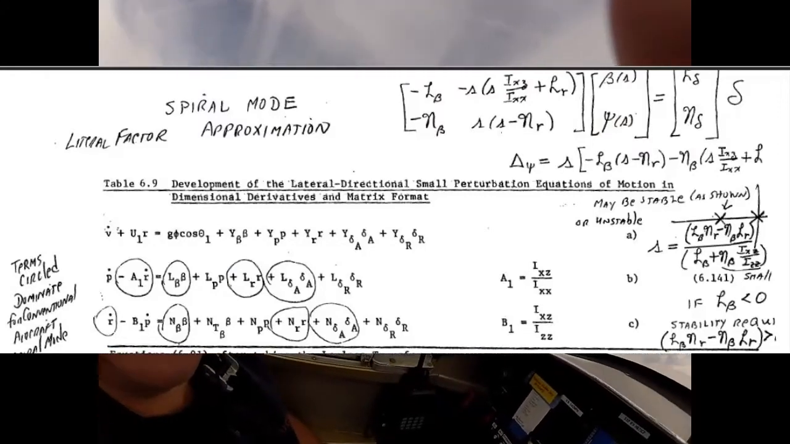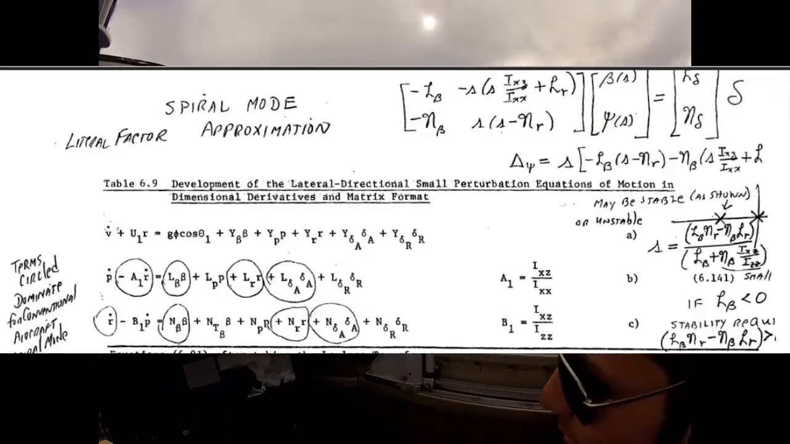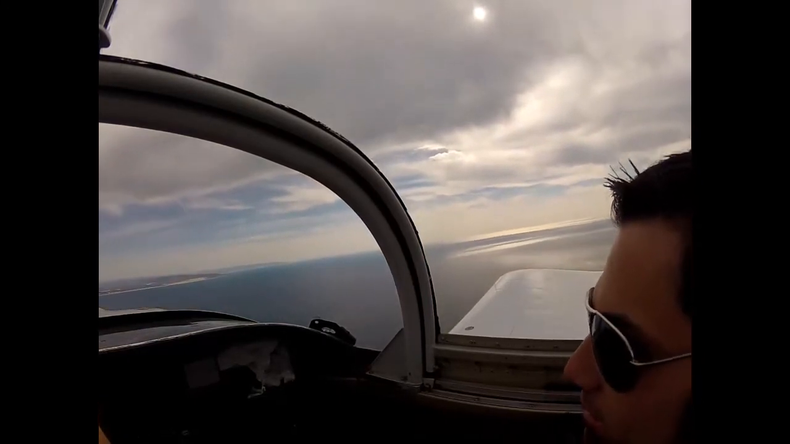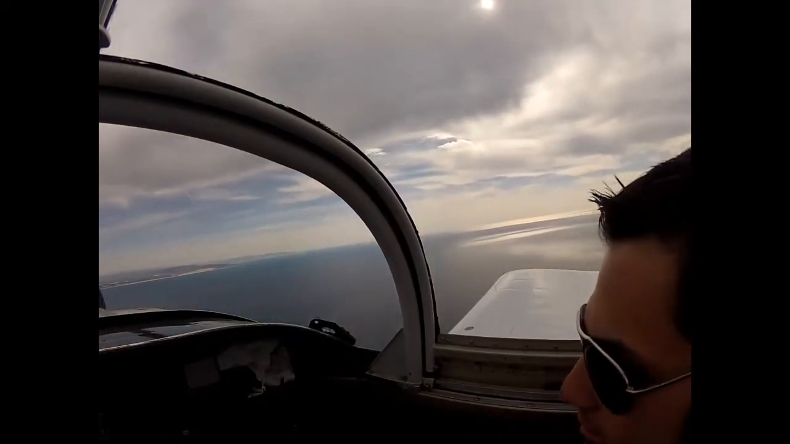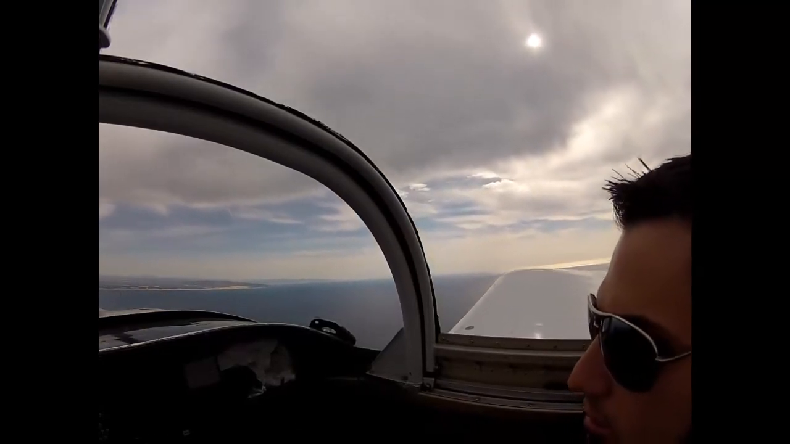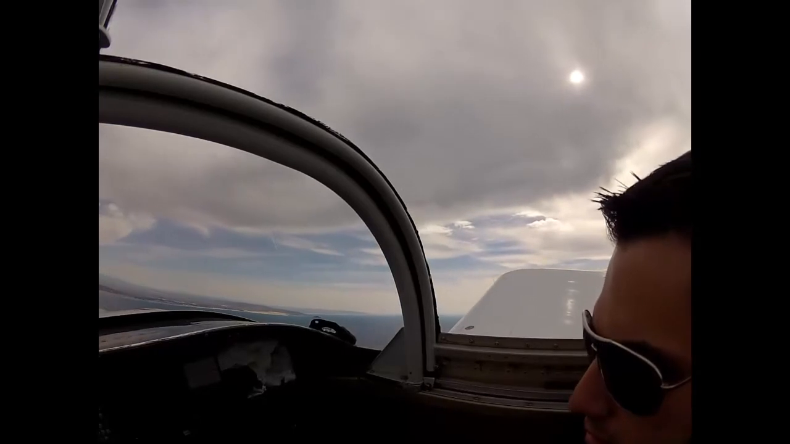We could show the students the spiral mode. I'll let you demonstrate the spiral mode, okay? All right, that'll be fun. So go level flight like this, right there. Now put 10 degrees of bank either way. Right? Now let the stick go.